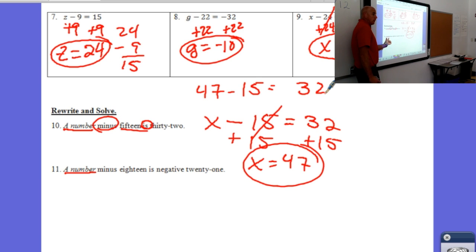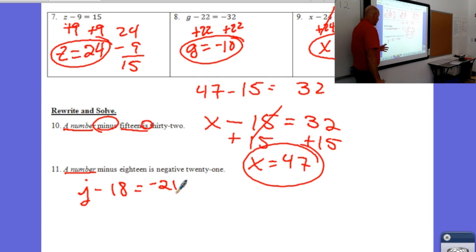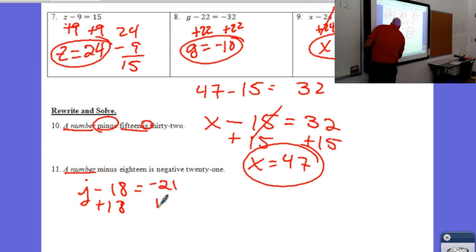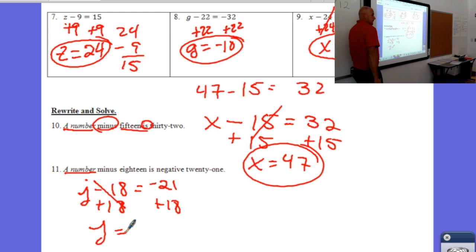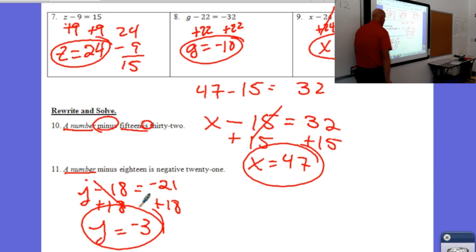What variable are we going to use? G or J? Okay, J. So J minus 18 equals negative 21. Just a single step. That's all we're doing. What do we do with this minus 18? We add it. Our negative 18 and positive 18 cancel. So we're left with J equals what? Negative 3. All right, there you go.